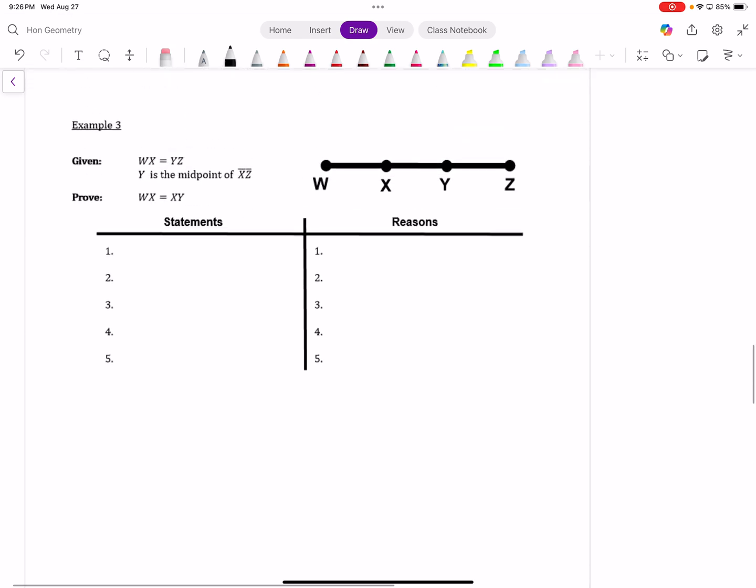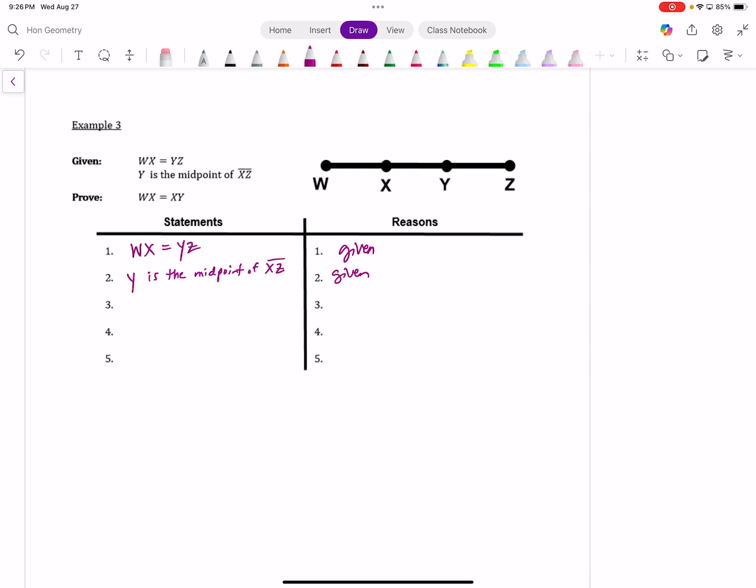Good job, Gwen. Okay. So our given is that WX is equal to YZ. Okay, so that's one of the givens. The other given is that Y is the midpoint of XZ. Now, technically, I could write both of those on the same number 1 because they both have the same reason. They're both given.